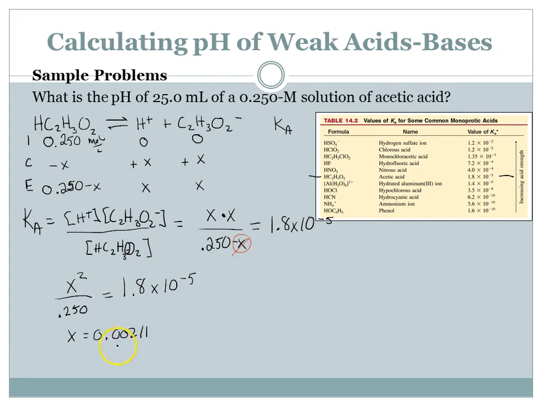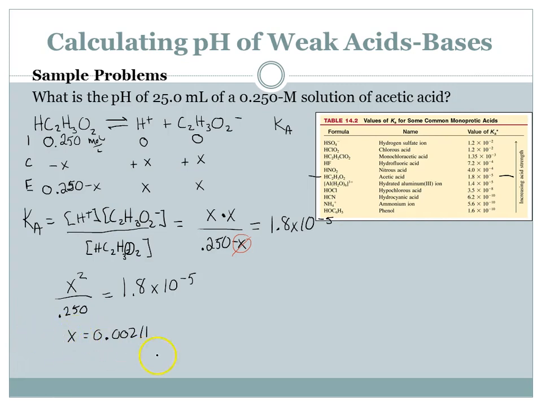0.00211. Okay? Now how is that a legal assumption? Well, if you look at my value for x, remember that x was my change. How did concentrations change? Well, this is less than 1% of my initial concentration up here. So yeah, it was pretty reasonable to say that my change in concentration was negligible, so I could ignore that x in the denominator.